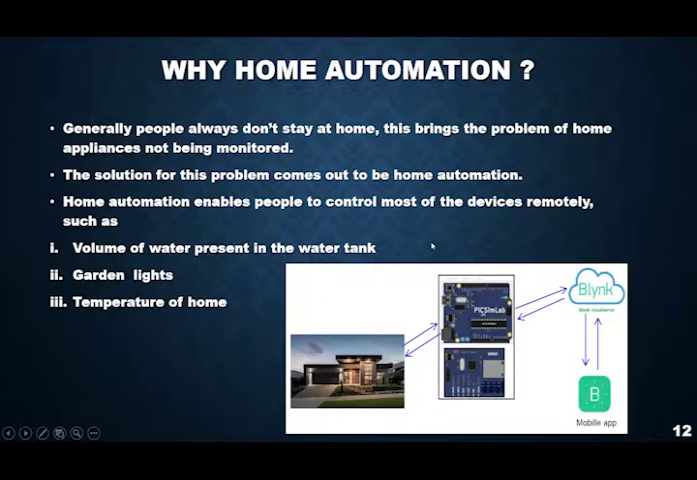So that's a very basic example, but our project is useful for controlling and monitoring that water tank: how much water is filled, how much water should be filled, and when it needs to be stopped. And this can be done remotely when we are not at home also. So the solution of this problem comes out of home automation. Home automation enables people to control most of the devices remotely. As I said, the volume of water present in the water tank, garden lights, temperature of home, everything can be controlled even if we are not at home. So this is a very big reason why we chose home automation.